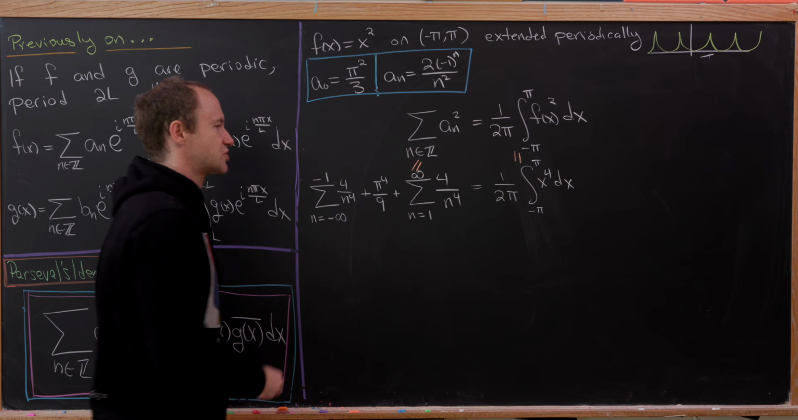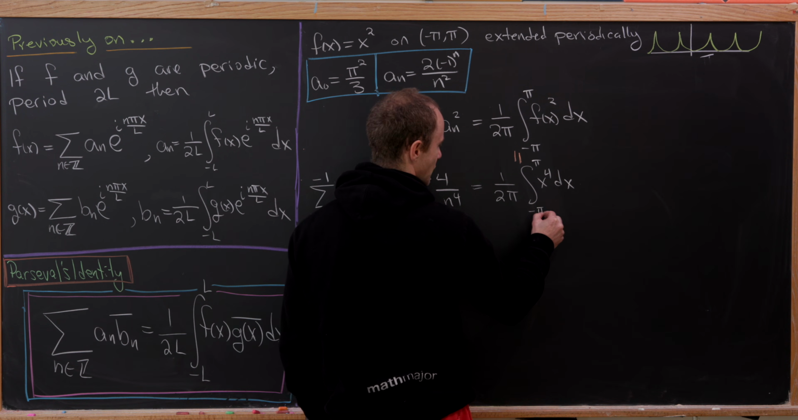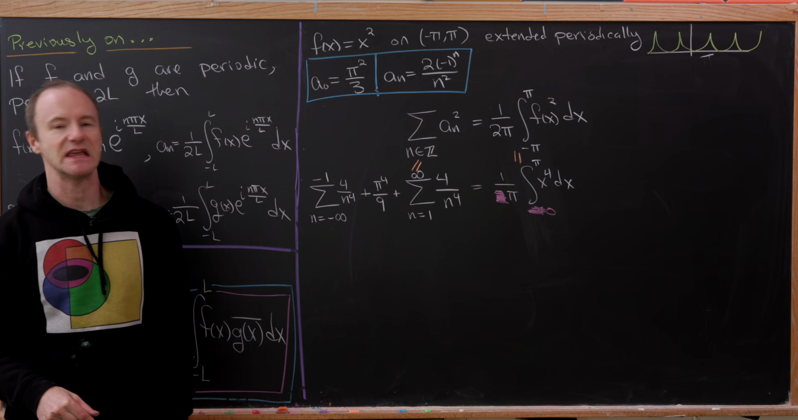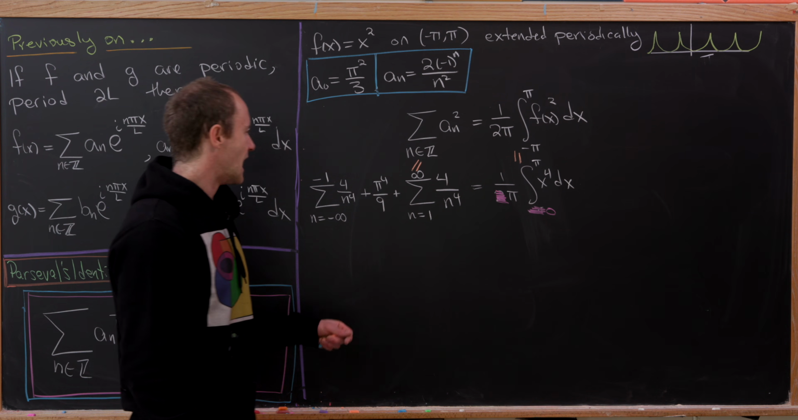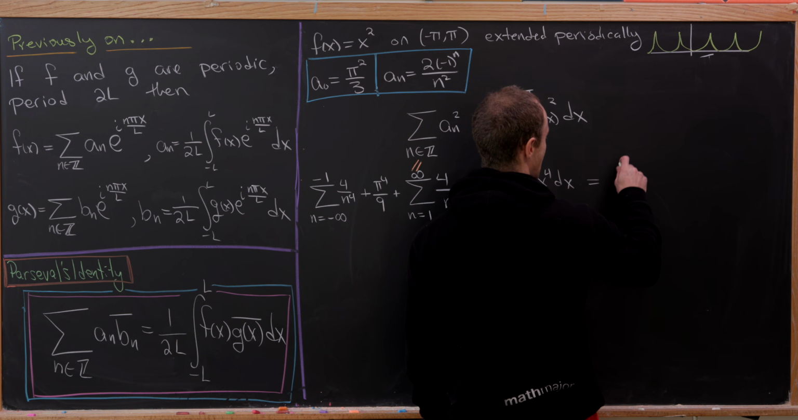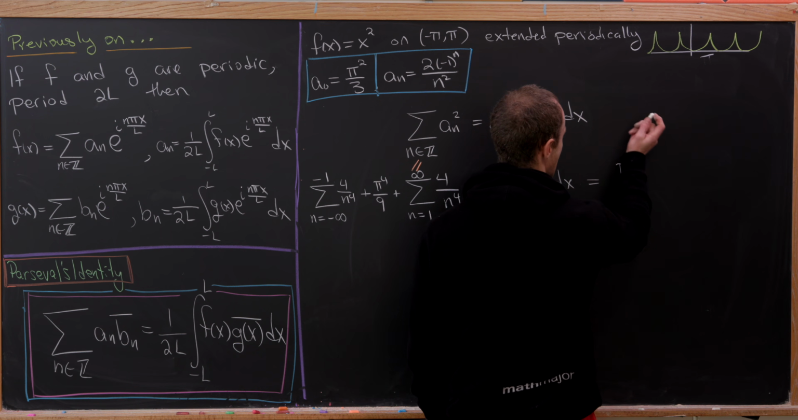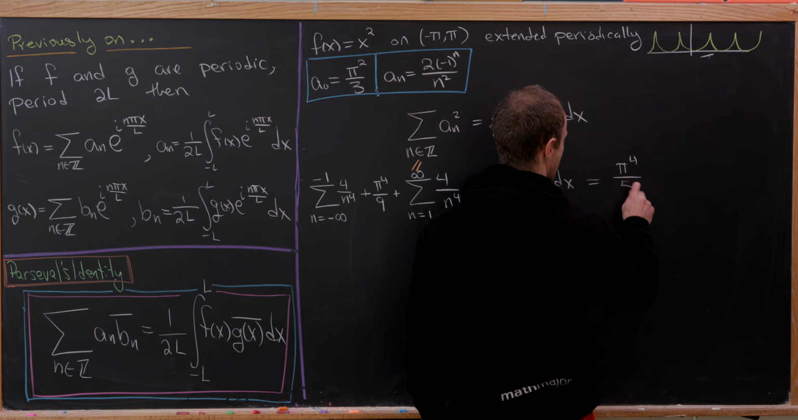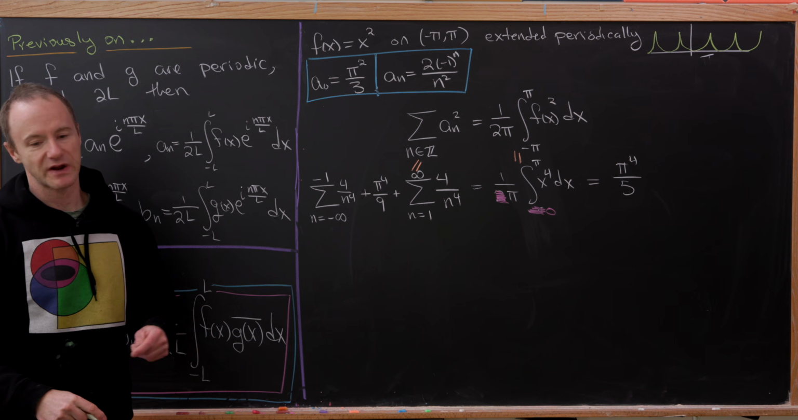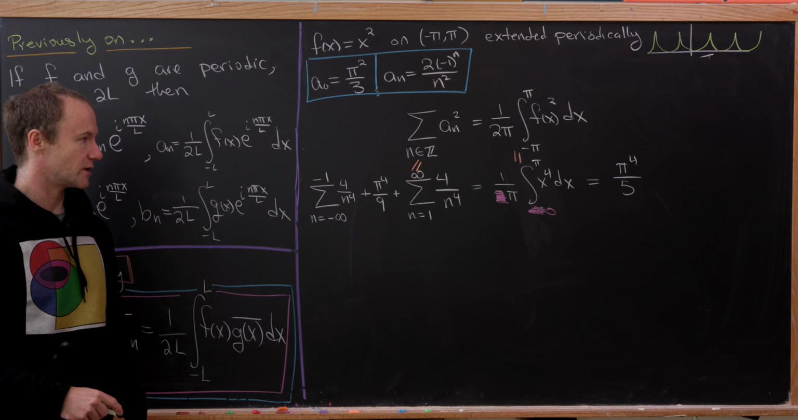But now I can use some tricks. Since x to the 4th is an even function, I can change this to a 0 if I get rid of this 2, using, like I said, the evenness of the function. And then this is a straightforward integral, and what we'll do is calculate it to be pi to the 4th over 5. It's really pi to the 5th over 5, but then this 1 over pi brings that exponent down.